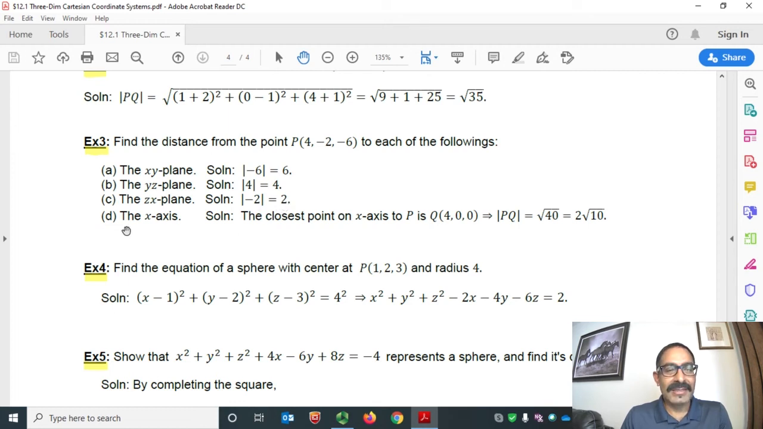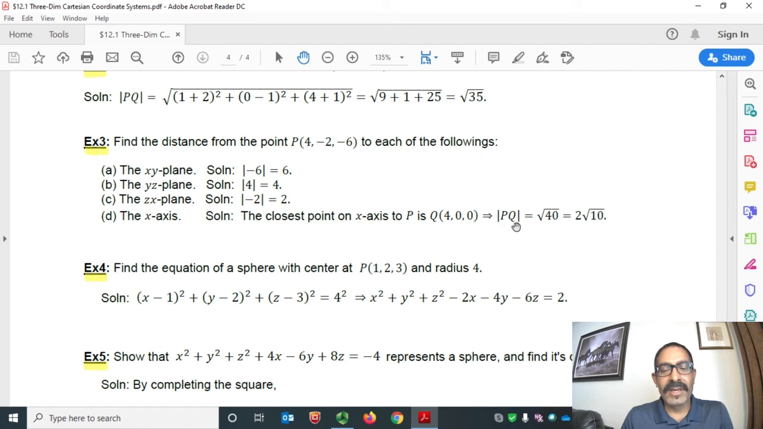Part D, the x-axis. Keep in mind, x-axis and xy plane is different. Okay, so from the x-axis I need to pick a point in the x-axis which is closest to point P and apply the distance formula. So the closest point on the x-axis to P is, keep the same x coordinate, then y and z are 0 in the x-axis, so that's Q (4, 0, 0), and apply the distance formula and find the distance PQ, which turns out to be 2 times radical 10.